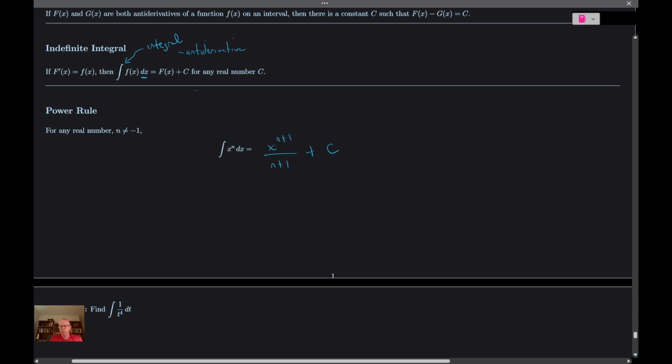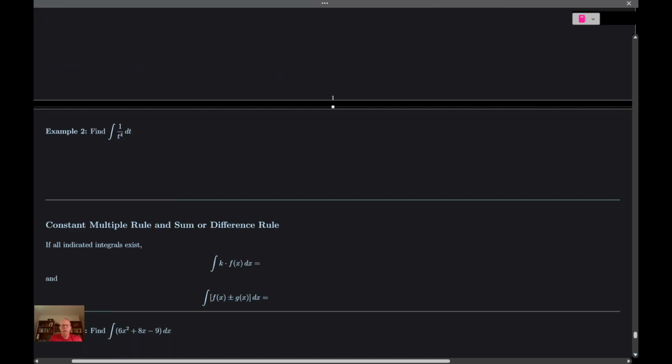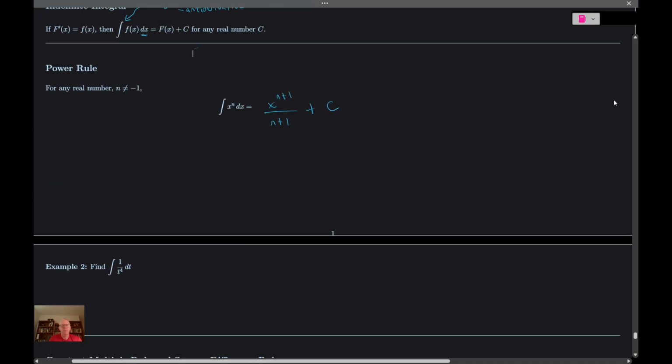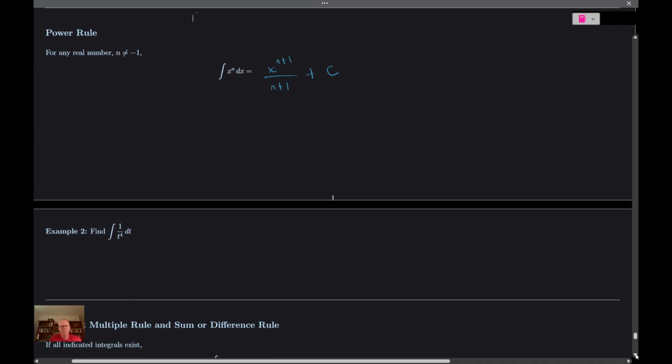So let's see how this works with an example.